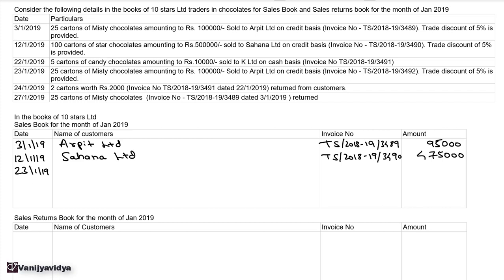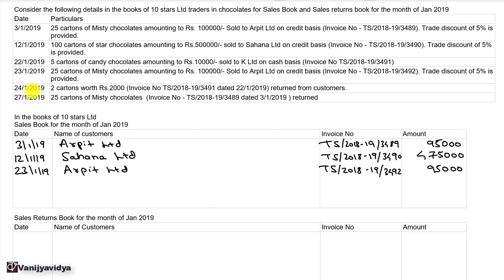23rd Jan 2019, Arpit Limited. Invoice number is TS 2018-19 3492 and amount is 1 lakh minus 5% trade discount, so that comes to 95,000.